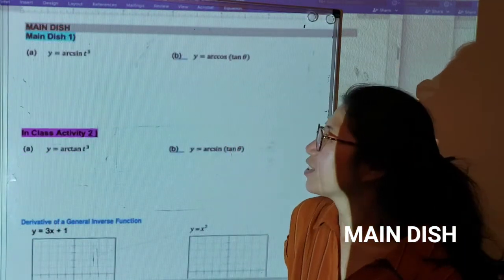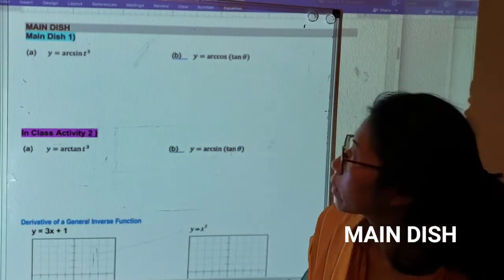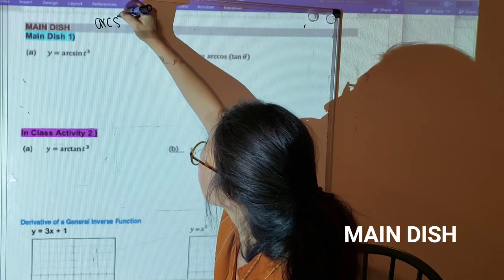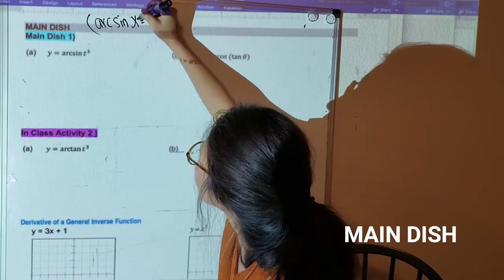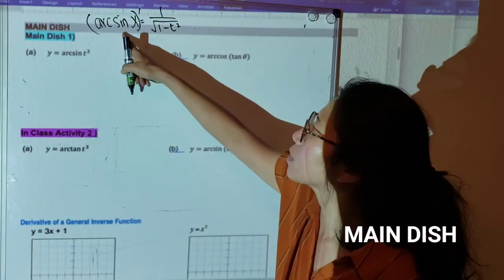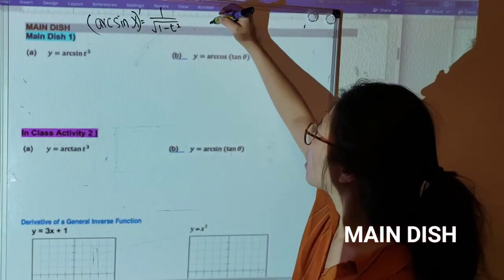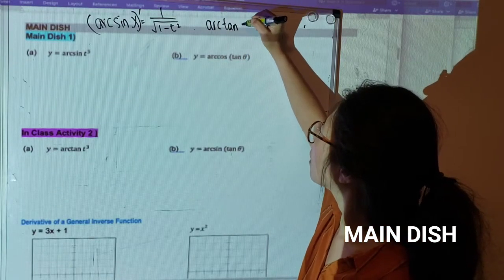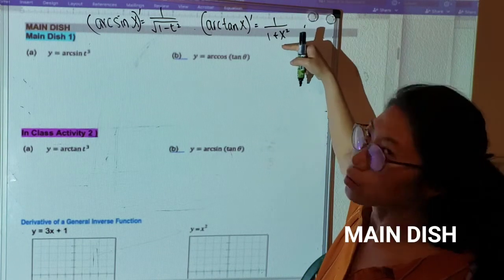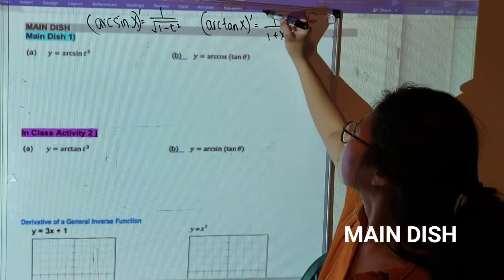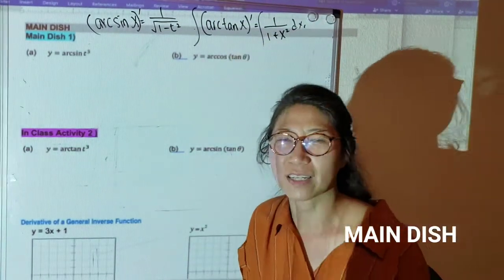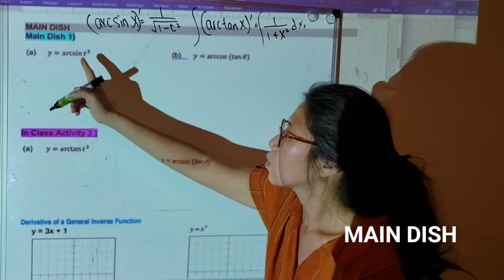So let's continue our main dish, how we take the derivative of the trig inverse function. Do you remember the derivative of arc sine x is 1 over square root of 1 minus x squared, and arc cosine x is the negative of the same one, and arc tangent x derivative is 1 over 1 plus x squared. This is going to be also very important later on when you take the integral. You have to be able to see it. It's a little bit harder to recognize, so I want you to keep practicing. So let's look at the next one.